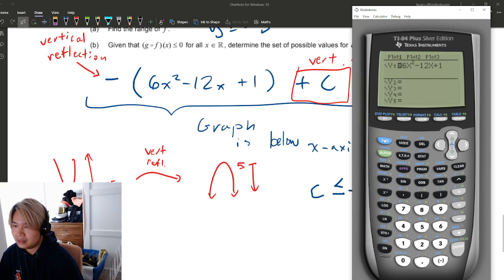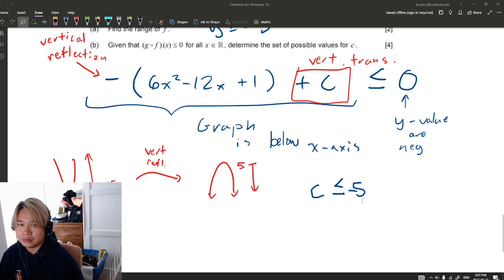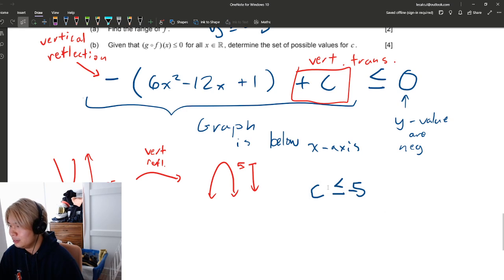If you want to, you can put this all in a graphing calculator so that you can visualize it better. Here's f, and if I put a negative in front, it's going to turn the parabola upside down, flipping it across the x-axis. If I move the whole graph down 5 units, then the y values will be negative or 0. So c is -5 or less.